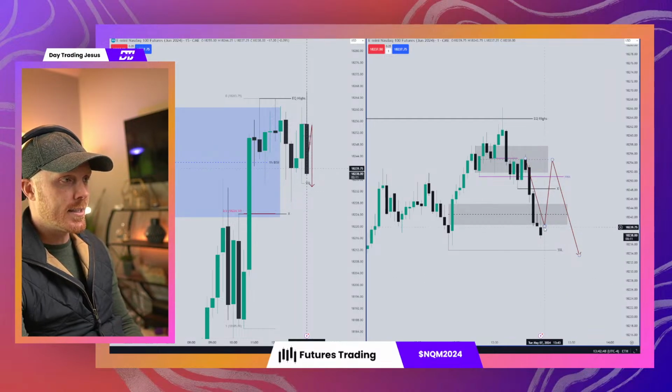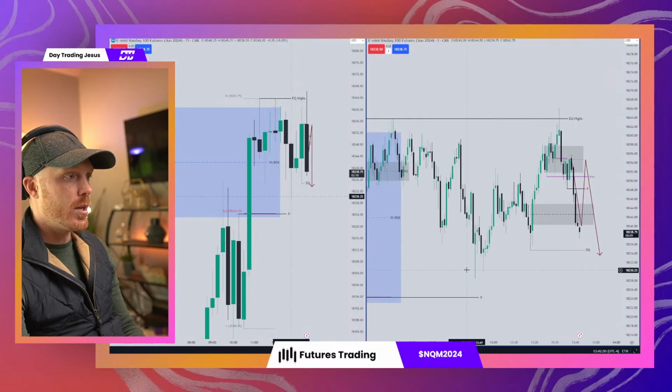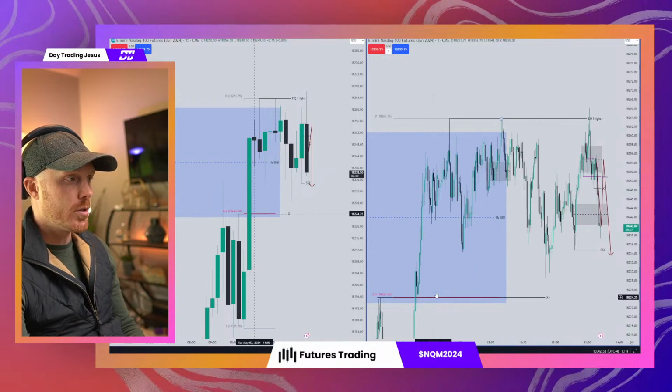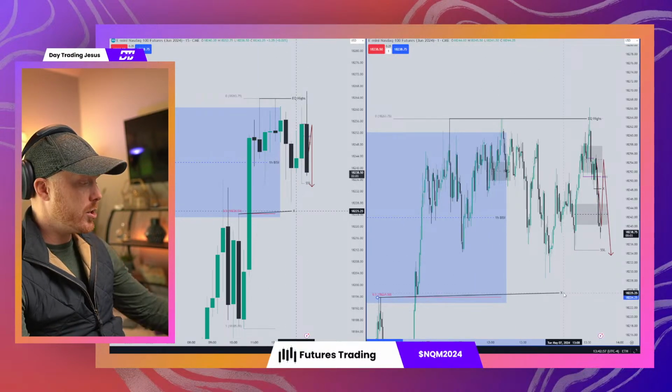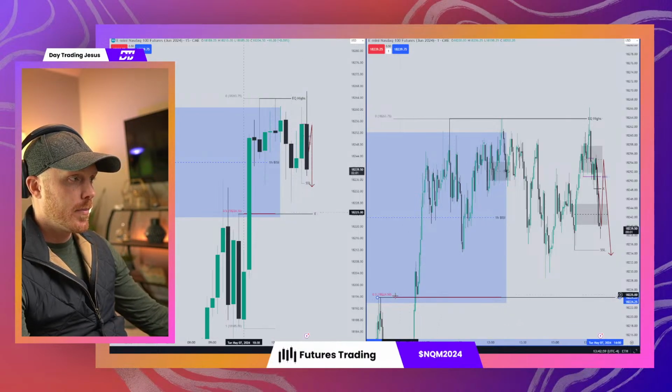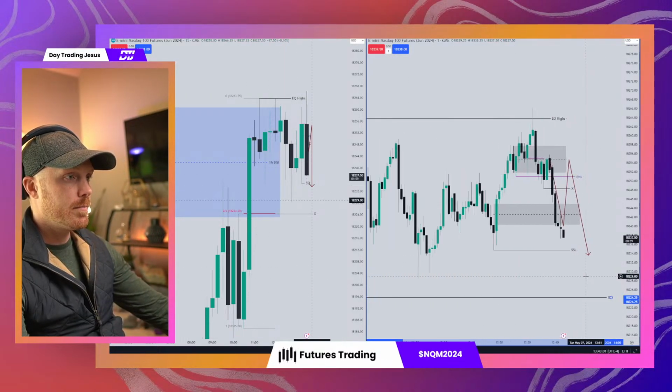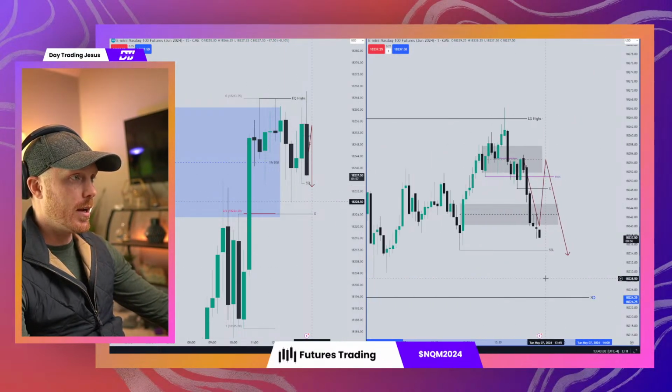We're already in discount. I'm not going to short in discount. Now, we could just blow right through all these lows, and we could target this level here, which is 50% of this higher time frame range. But we're going to see how price plays.